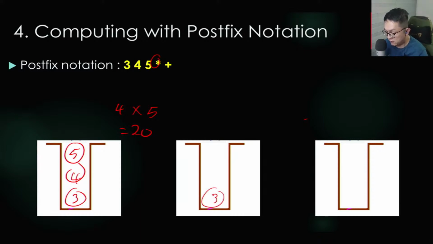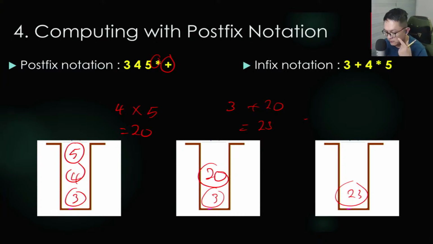Then the result of my operation 4 times 5 is 20, so I push in 20 as well. Once I push in 20, the next one is a plus. So now I pop out the latest 2. So I have 20 plus 3, and I get a total of 23, and I push 23 into the stack. So this is what you do.